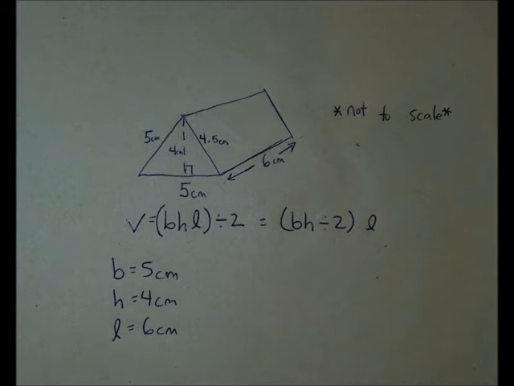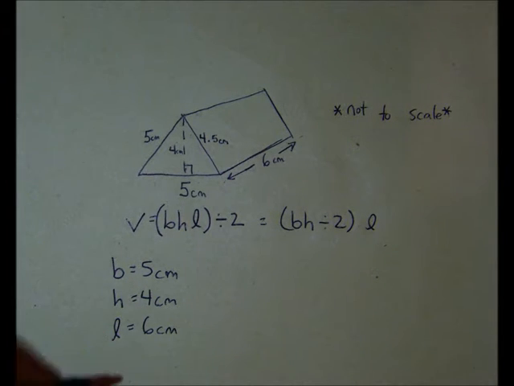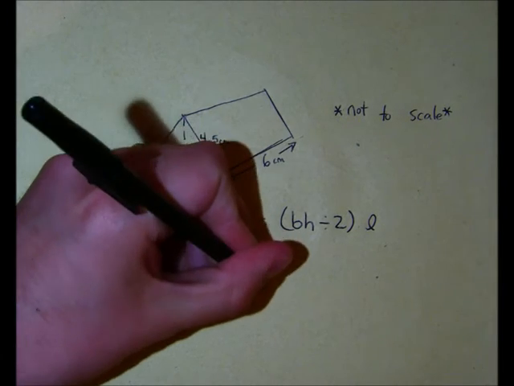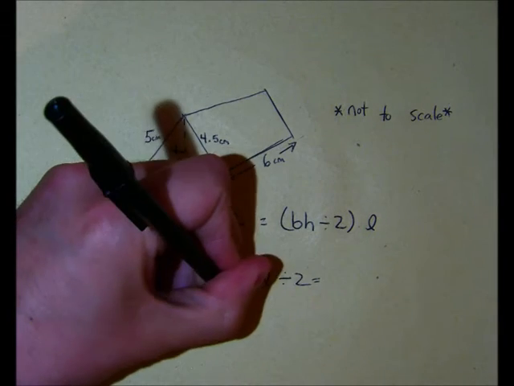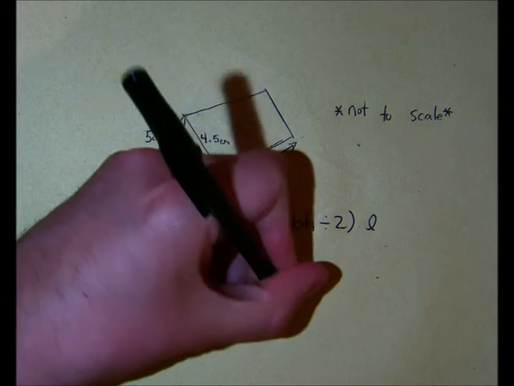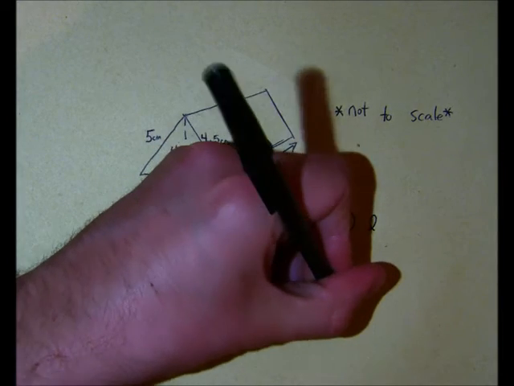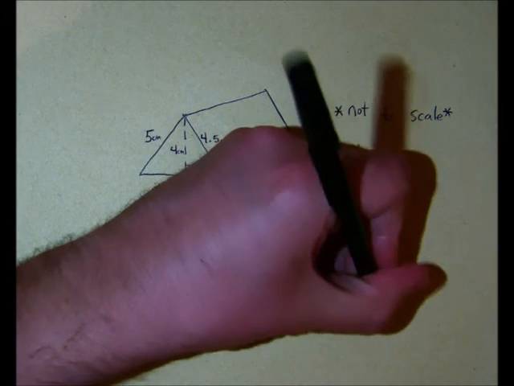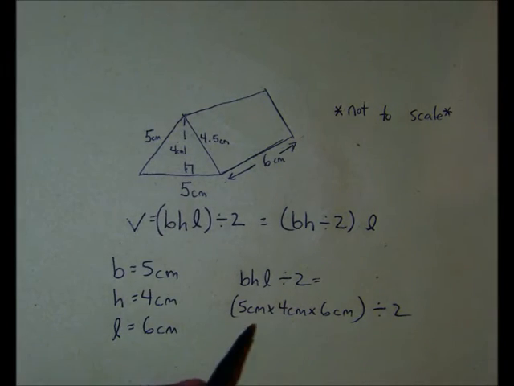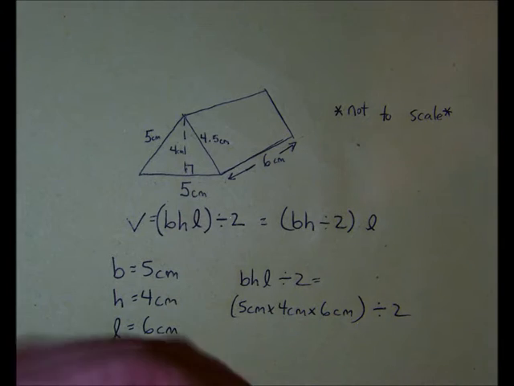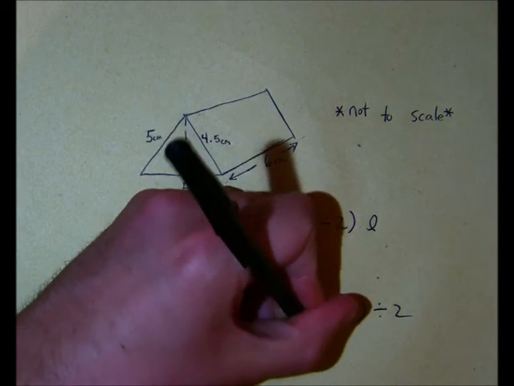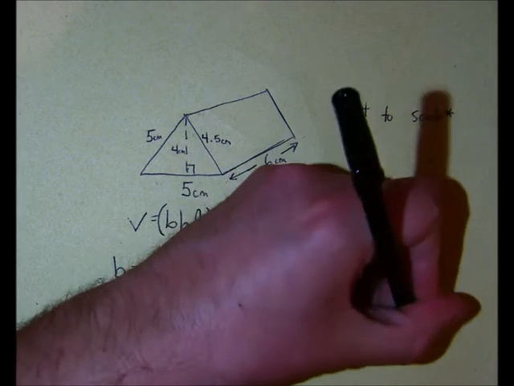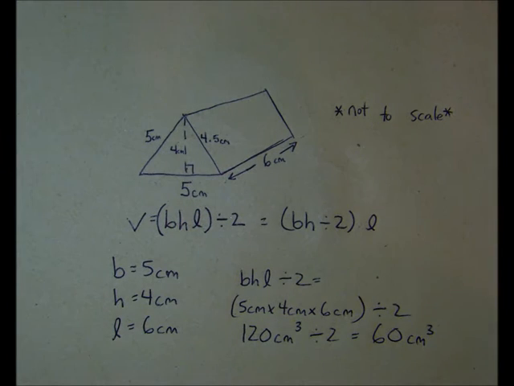To calculate the volume, I'm going to multiply these three values together, base times height times length, and I'm going to divide by 2. So that equals 5 centimeters times 4 centimeters times 6 centimeters, and I'm going to divide whatever I get there by 2. 5 fours are 20, 20 times 6 is 120, so I get 120 centimeters cubed divided by 2, which equals 60 cubic centimeters. And that's how you calculate the volume of that triangular prism.